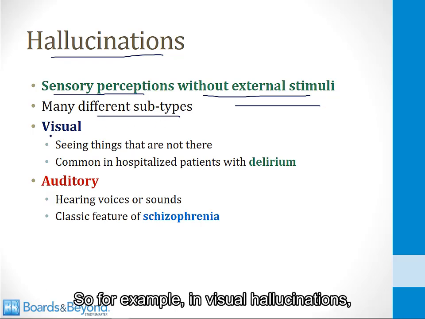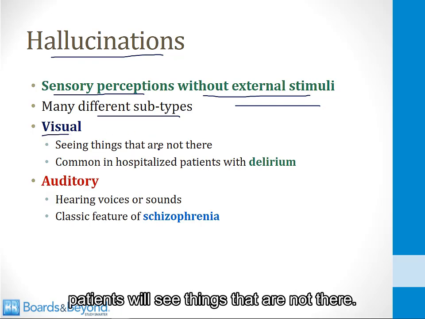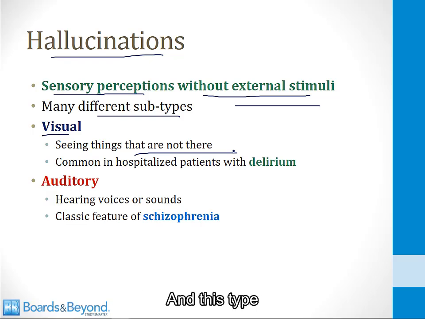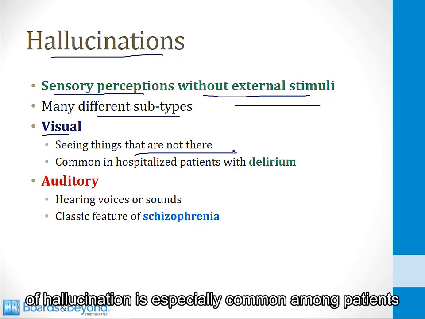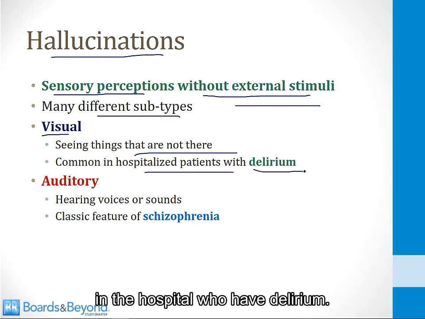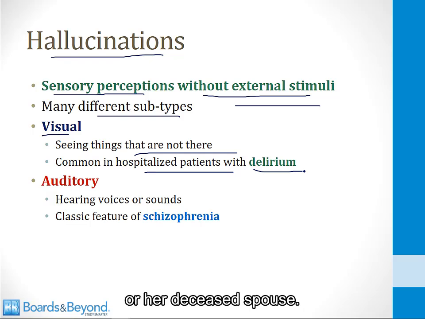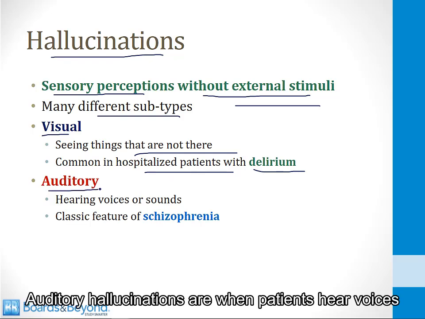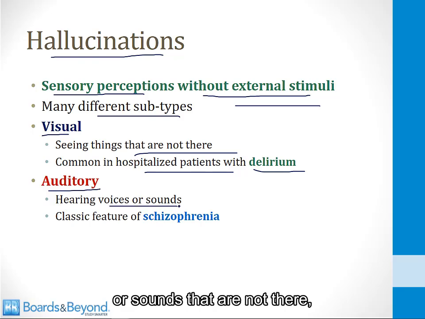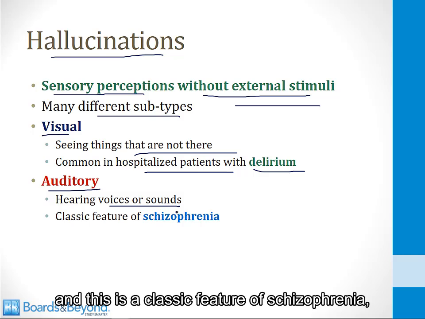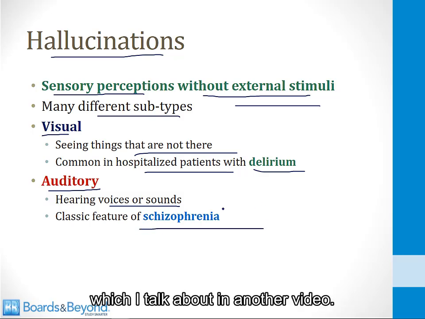So for example, in visual hallucinations, patients will see things that are not there. And this type of hallucination is especially common among patients in the hospital who have delirium. So for example, an elderly patient with a high fever who becomes delirious may start to see his or her deceased spouse. Auditory hallucinations are when patients hear voices or sounds that are not there, and this is a classic feature of schizophrenia, which I talk about in another video.